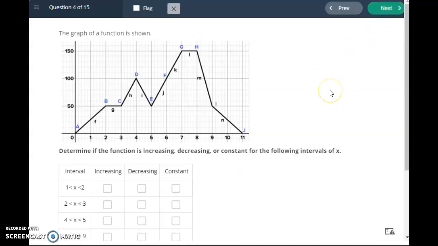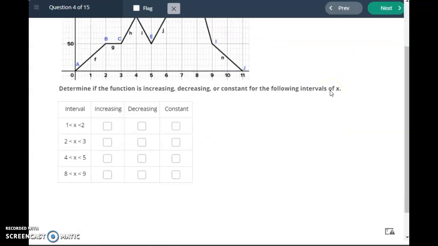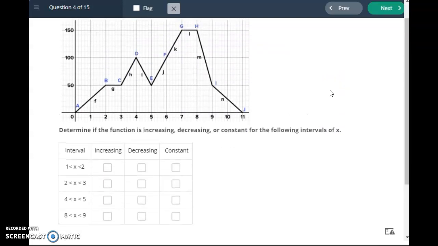Alright, increasing, decreasing, or constant. So, from 1 to 2, that's going to be increasing, it's going up the slope. From 2 to 3, it's flat, so that would be constant. From 4 to 5, that's going down from left to right, so that would be decreasing. And then 8 to 9 is going down a lot, so that one will also be decreasing.